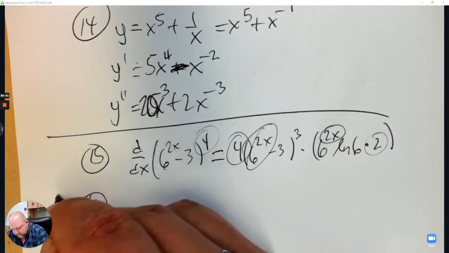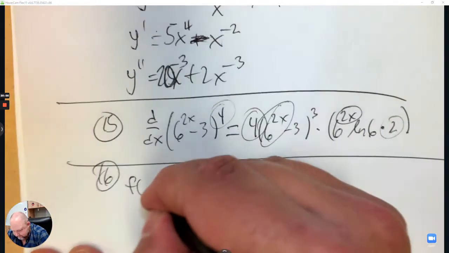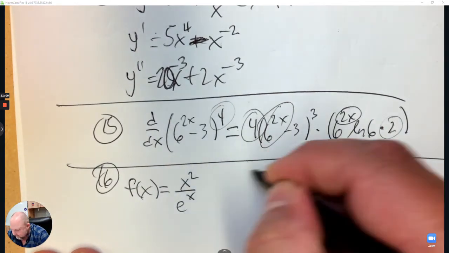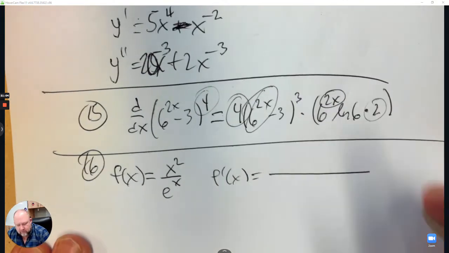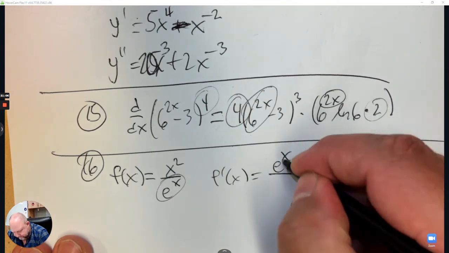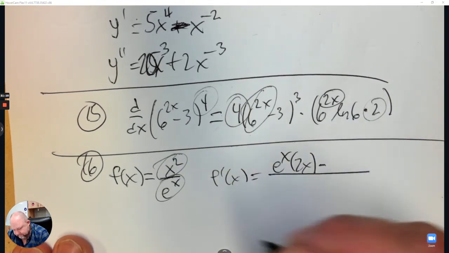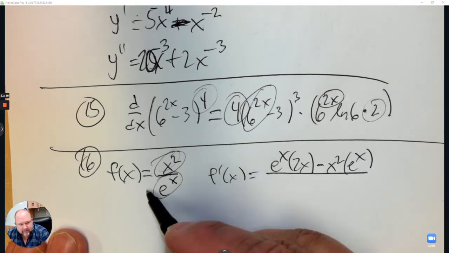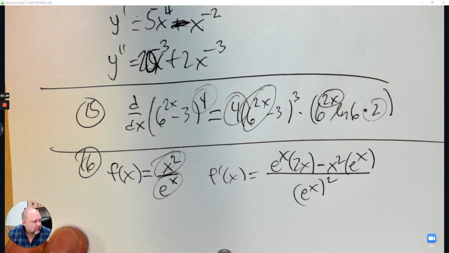Number 16. This is called the quotient rule. What is the quotient rule? It's the bottom times the derivative of the top, subtract the top times the derivative of the bottom, and then the bottom squared. You could also write that as 2x.